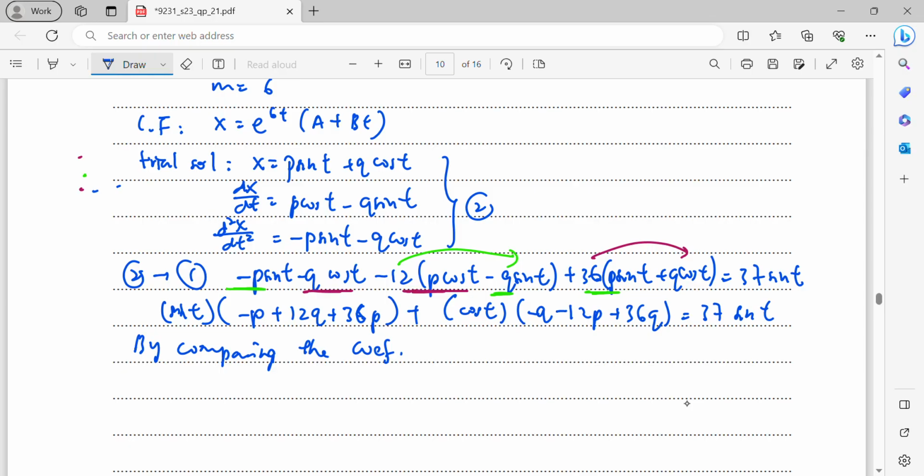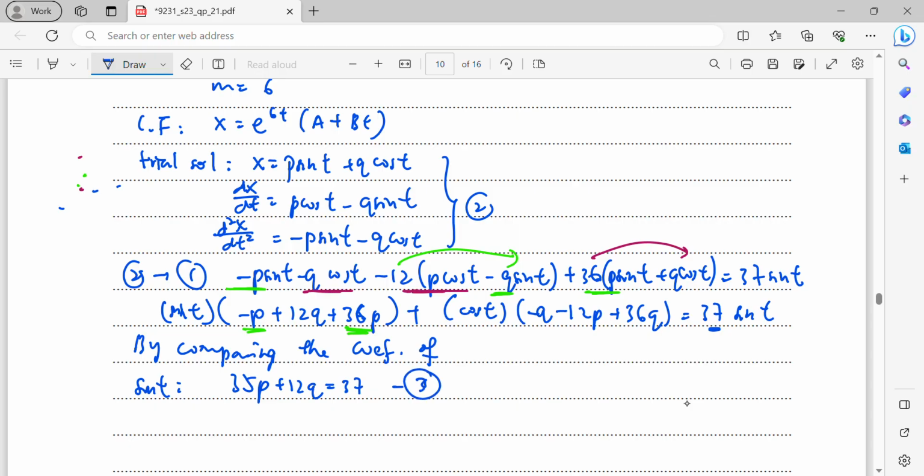By comparing the coefficient of sine t, when you get the total here, 36p minus p will be 35p. So I will directly write 35p plus 12q equals 37. This is my third equation.